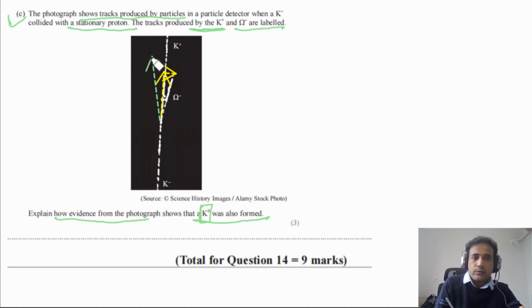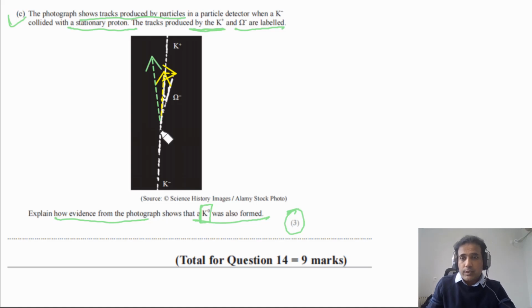So this question has 3 marks. If you talk about these 3 points, you will get 3 marks. First of all, you can say there is no track. It means the emitted particle is neutral, because neutral particles do not leave a track. Then we can say omega minus and K plus have momentum in 2 dimensions, their momentum to the right. To conserve that, there must be another particle that has a component of momentum, to conserve the momentum. So these points we need to write down in our answer.